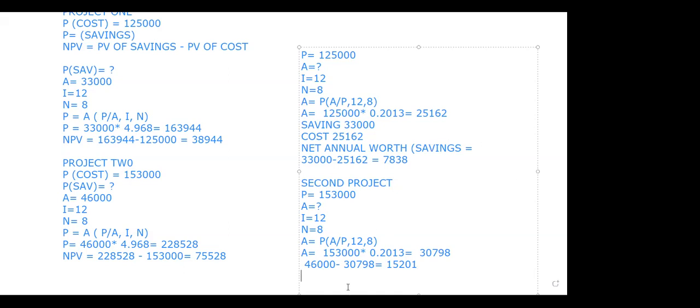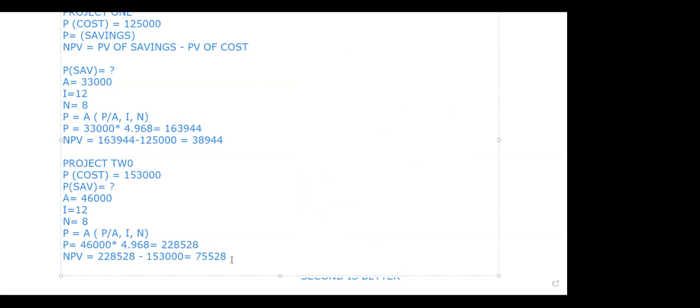Based on this method, the second project gives you a better annual cost. Imagine you earning an average of 15,000 per year as against 7,800. So the second project is best. It's better. Here, the same thing. So no matter the method you use, what is good is good. It's just a matter of how you arrive at your result.